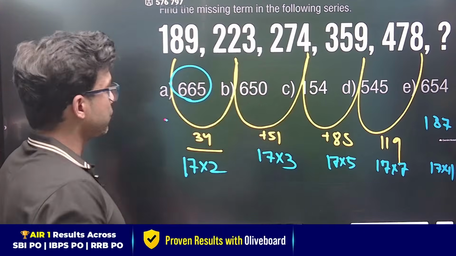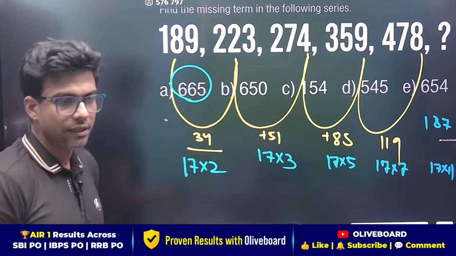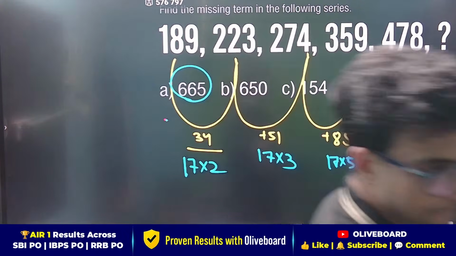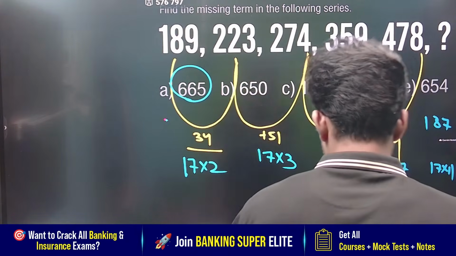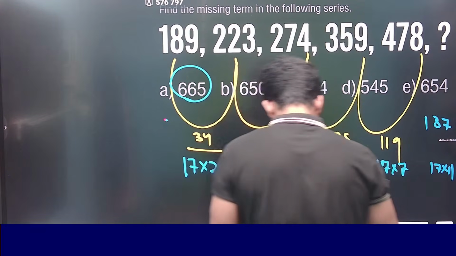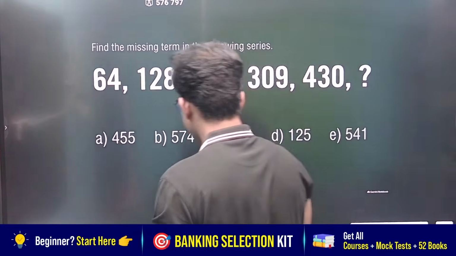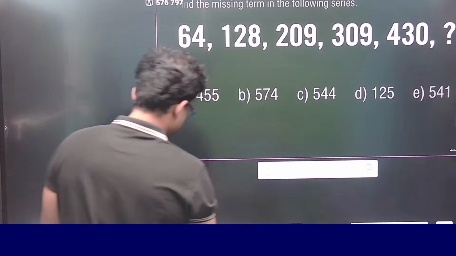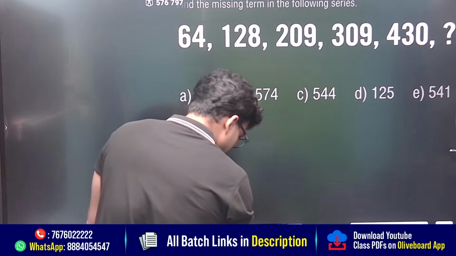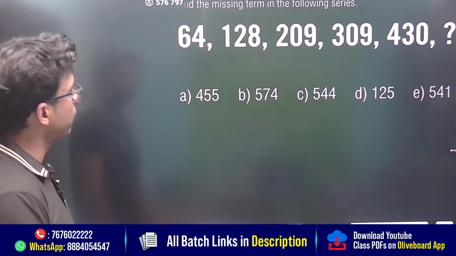Now, come on, guys, you should also understand what we are writing. Let's solve this. Come on. Have a look. Come on, guys. This is 64 2 times.